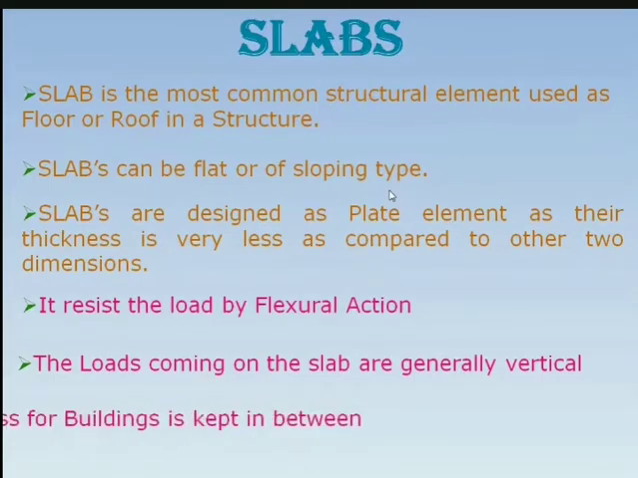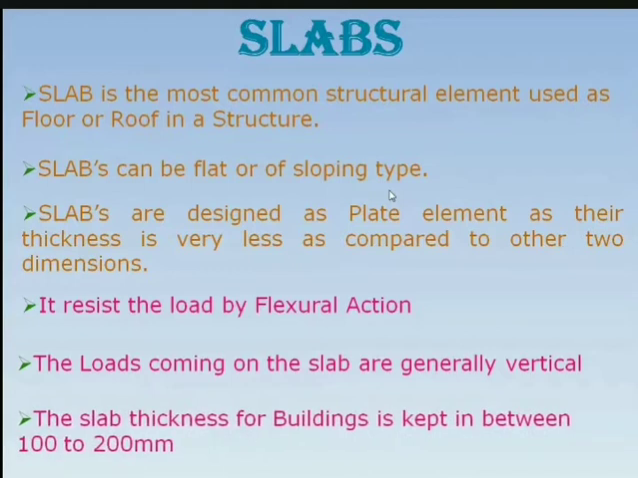Then generally the thickness of the slabs for a building is kept between 100 to 200 mm. So whenever we'll be designing the slab, we have to keep in mind that the thickness of the slab generally will be between 100 to 200 mm. Preferred minimum is 125, which becomes 4.5 inches, which is better always.